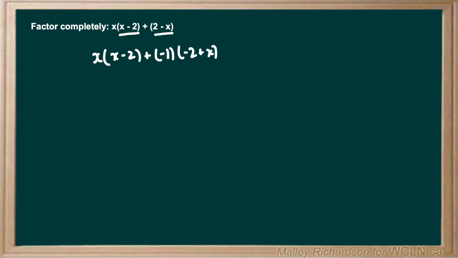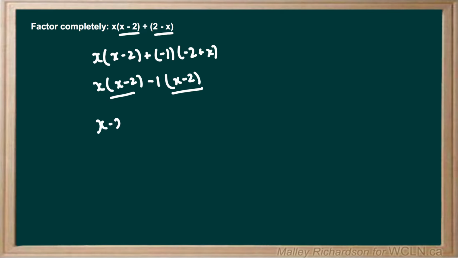Now let's rearrange our brackets. So again, we still have x multiplied by x minus 2, but now we have a -1 multiplied by x minus 2. So as we can see, we have the same brackets of x minus 2 in both terms. So now that we have a greatest common factor in both terms, we can factor them out. So let's factor out an x minus 2 from both terms.